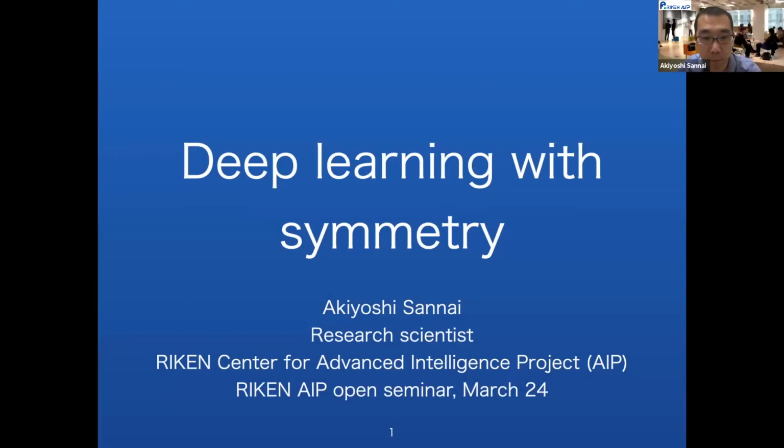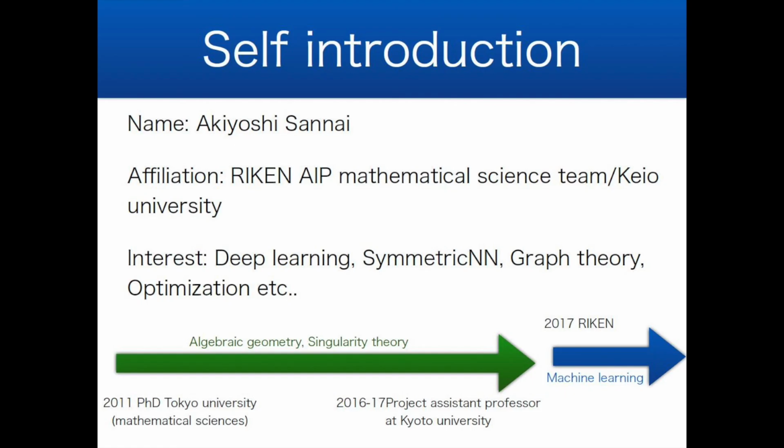Thank you. Hello, I'm Akiyoshi Sannai. I'm a research scientist on the mathematical science team. Today I'm talking about deep learning with symmetry. Let me start with a self-introduction. I'm interested in deep learning and symmetric neural nets, graph theory, and optimization problems. Before coming to Weekend, I studied algebraic geometry and singularity theory. I got my PhD at the University of Tokyo, and from 2017, I joined Weekend and started to study machine learning.